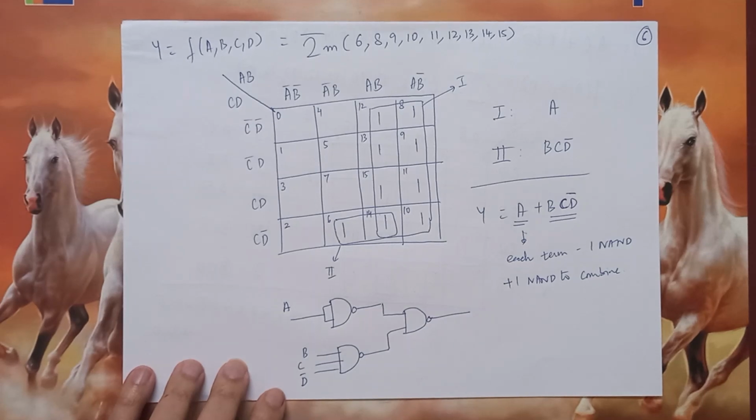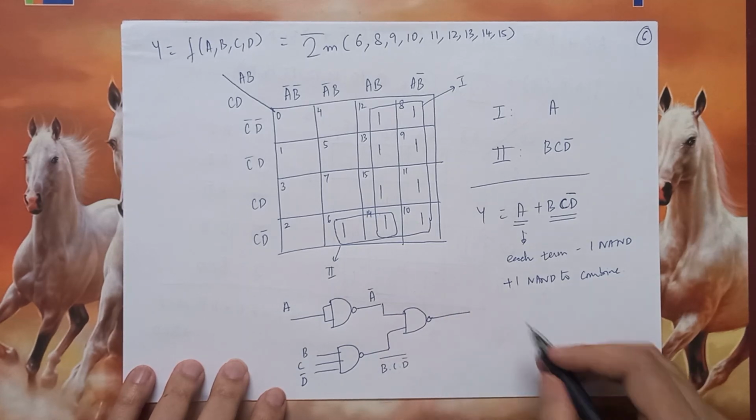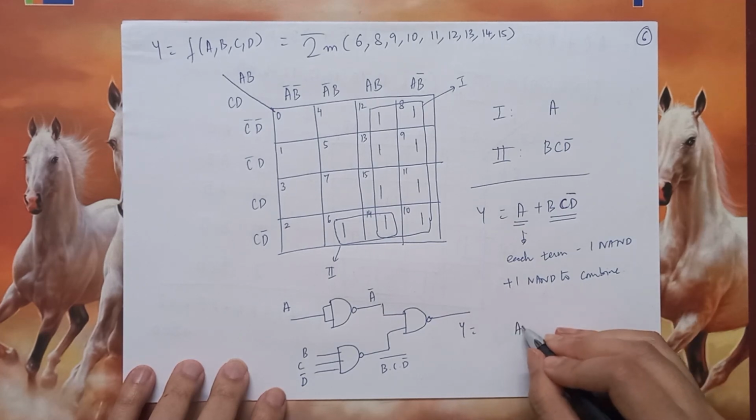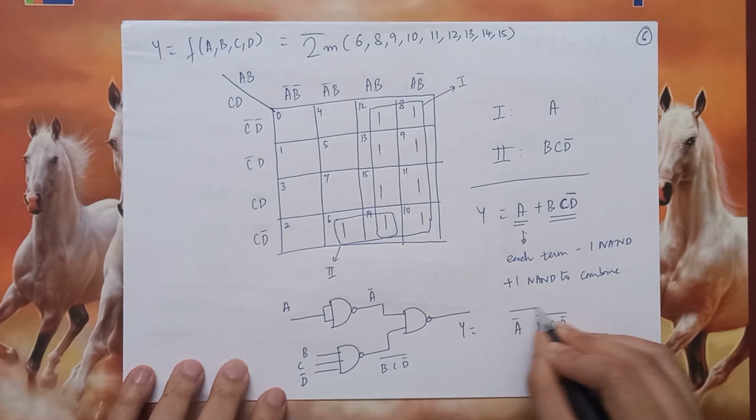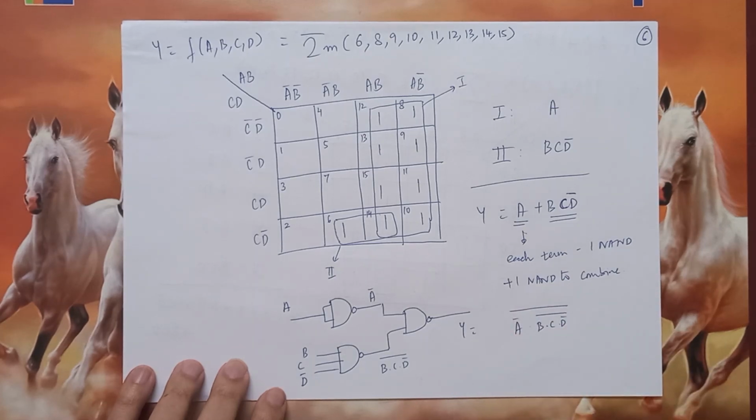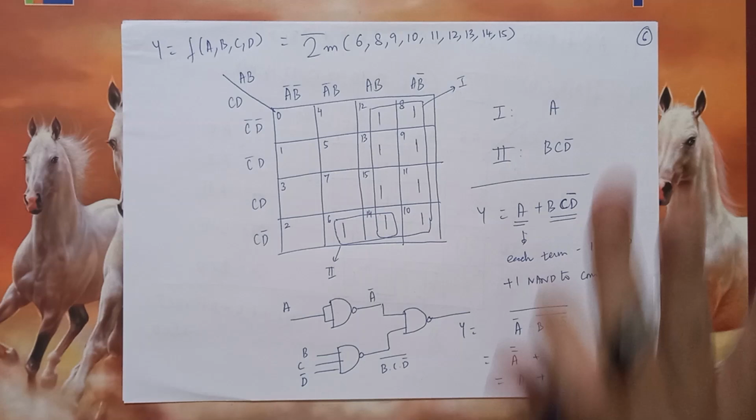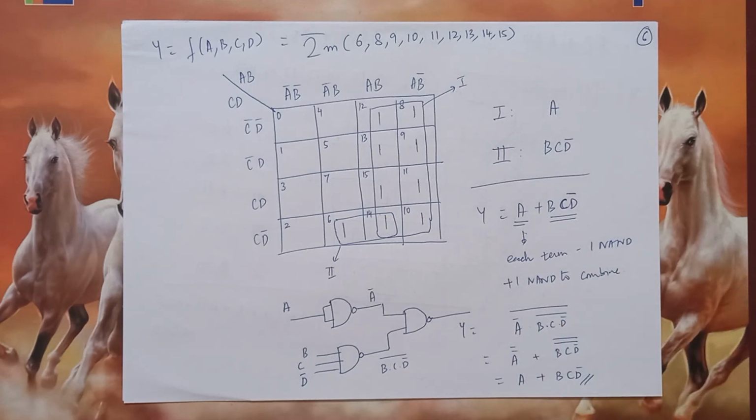Let us verify. This will be A bar. This will be B dot C dot D bar whole bar. So Y will actually be equal to A bar, B dot C dot D bar whole bar, whole bar. This will be A bar bar plus B C D bar bar bar, and that is nothing but A plus B C D bar. So this is how you implement a simplified SOP form using NAND gates.